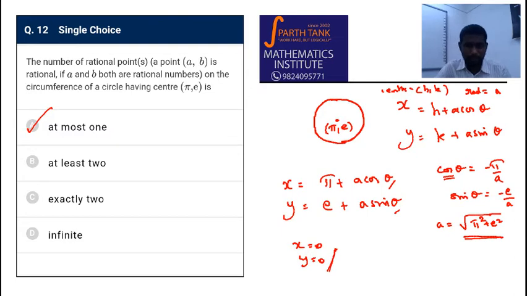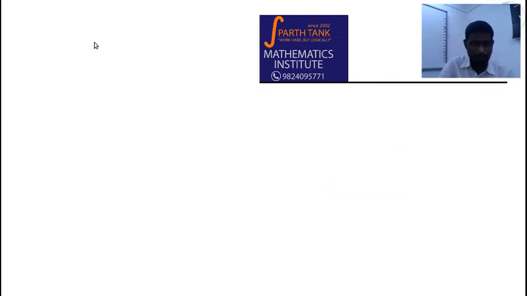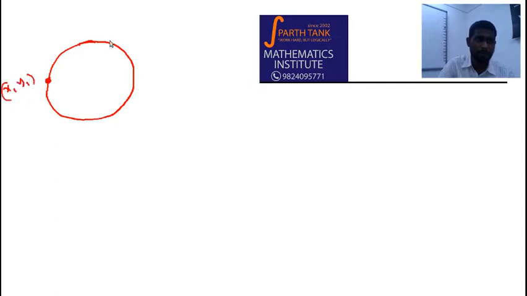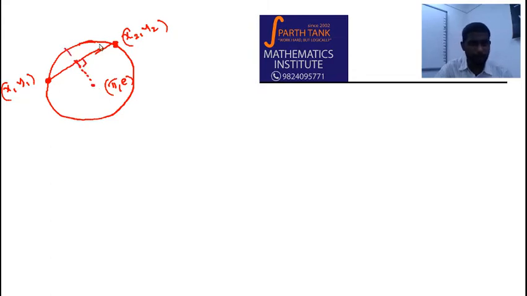Clear? I will give you another method also to come to the same conclusion. See, let us say that there are at least 2 points. Let this be x1 y1 and let this be x2 y2. The center is here, pi comma e. Now you know that this chord is always bisected by the radius, perpendicularly actually, right? So if I find the perpendicular bisector of this line, that should pass through pi comma e.